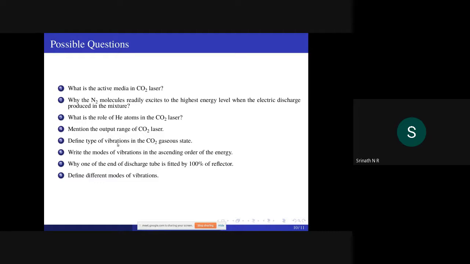Define the types of vibrations in the CO2 gaseous state. Write the modes of vibrations in the ascending order of their energy. Why is one end of the discharge tube fitted with a 100% reflector? Define different modes of vibrations.